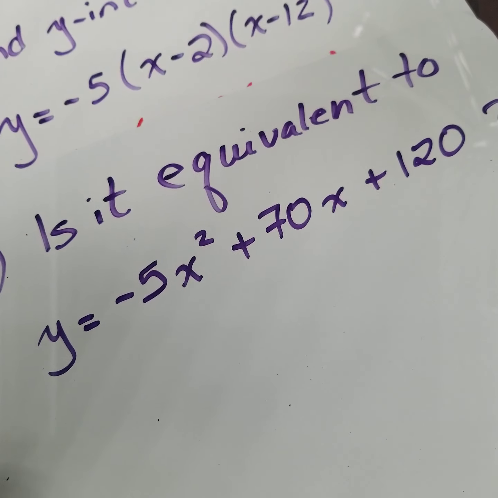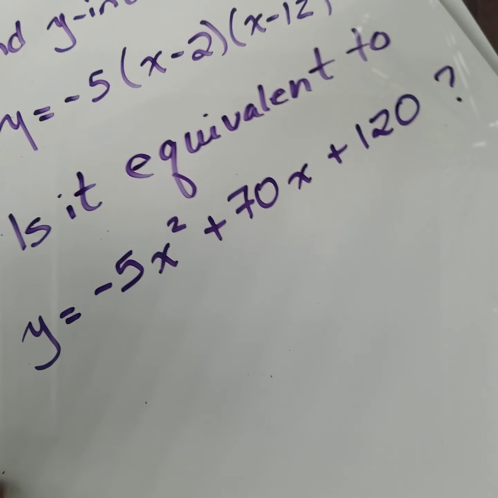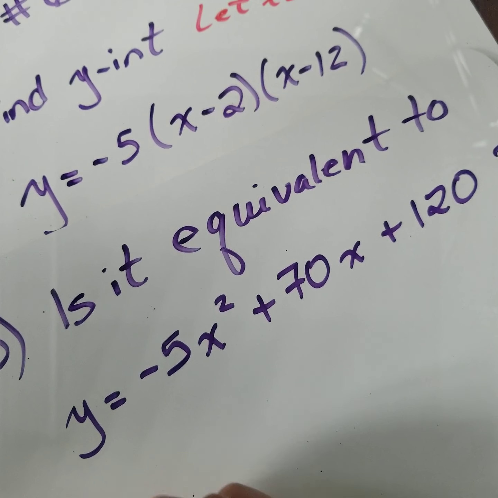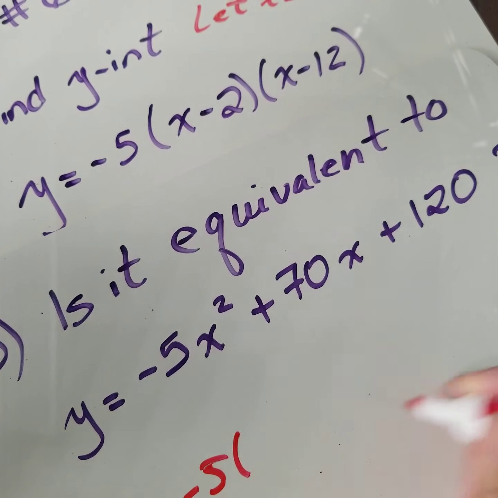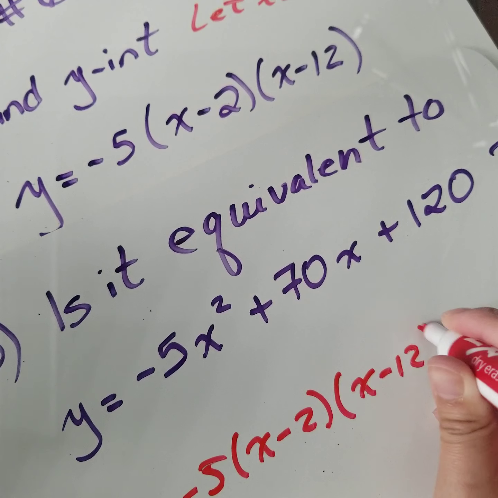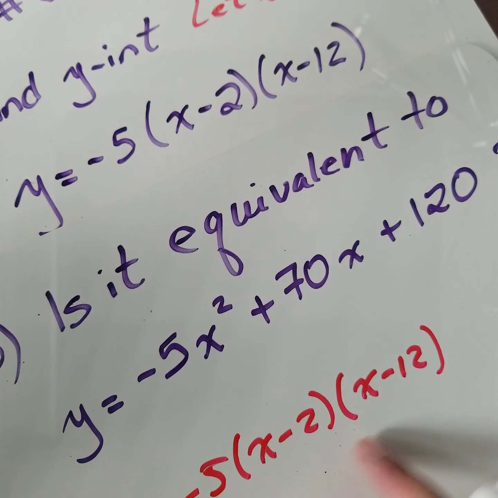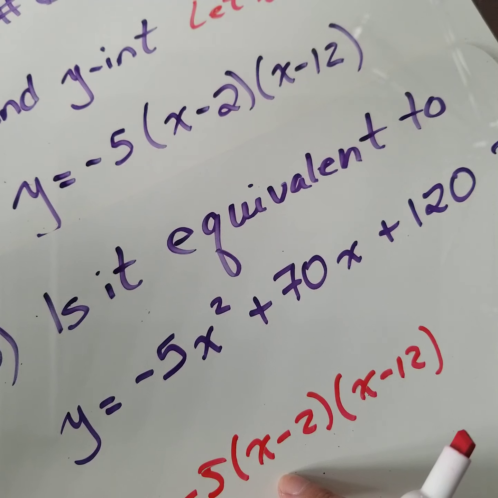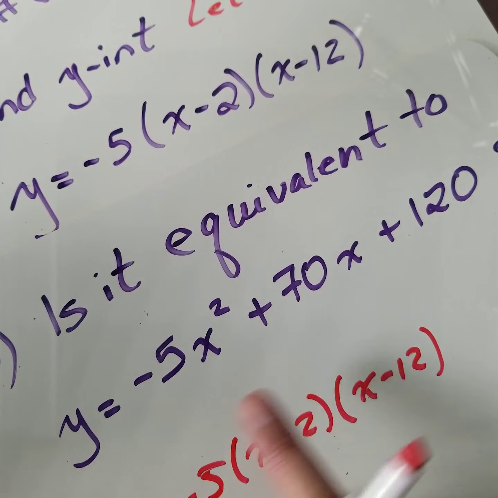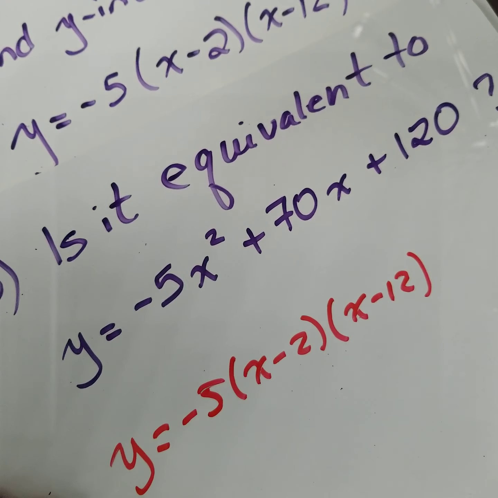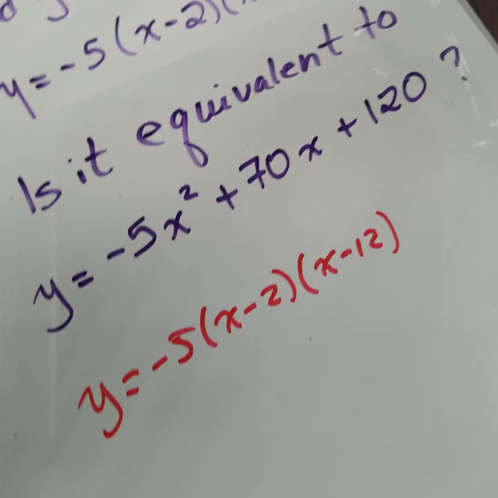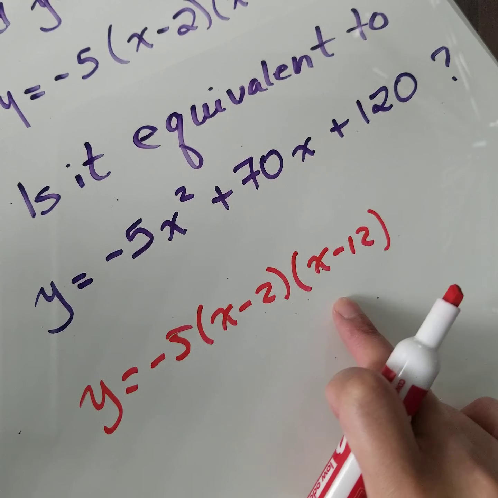So let's try to expand this factored form equation here. So I'll rewrite y is equal to -5(x minus 2)(x minus 12). Because you're multiplying here, it doesn't matter if you multiply the first term first or the second and the third term next, as long as you're not distributing this -5 to both brackets, because then you would be multiplying it by -5 twice, which we don't want to do. So I'm going to take the second and third terms first.